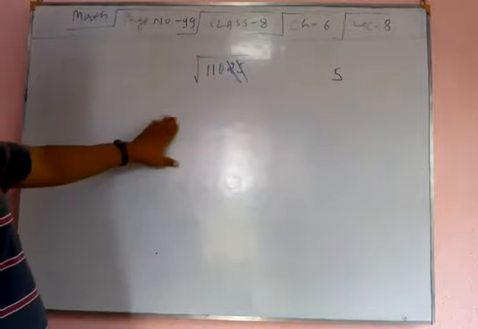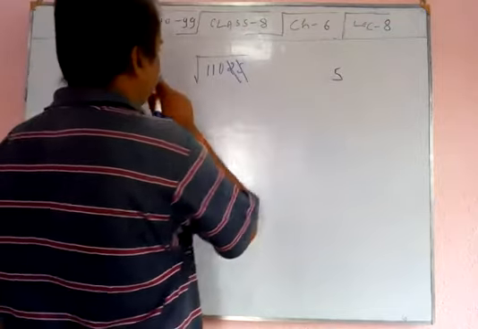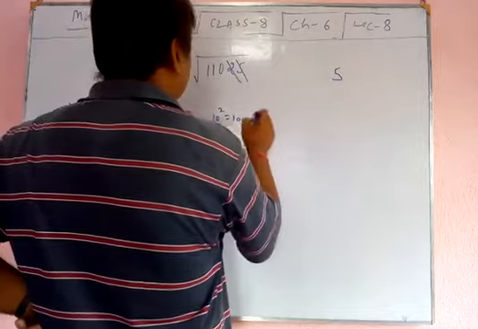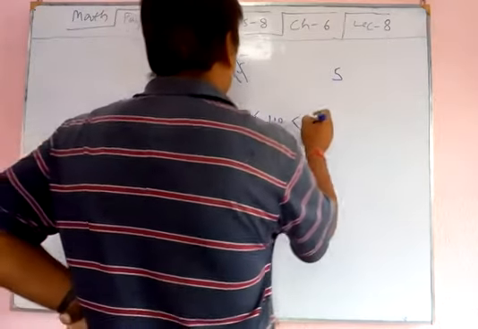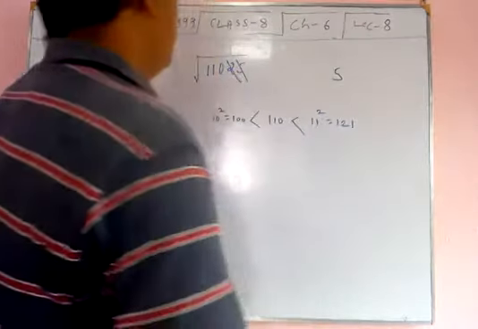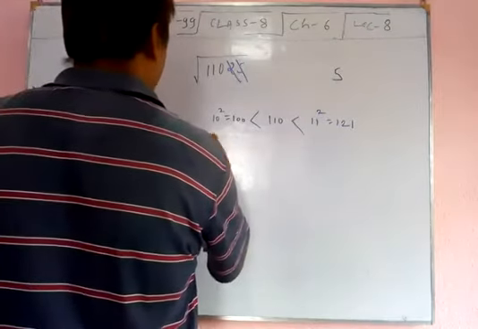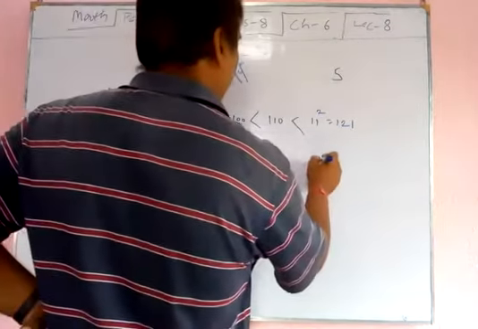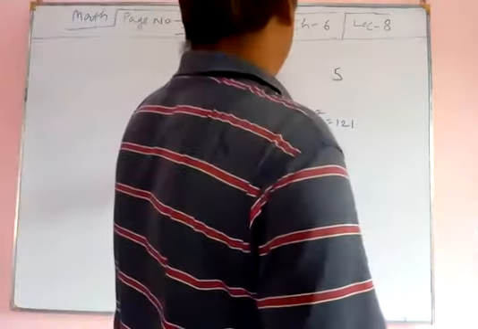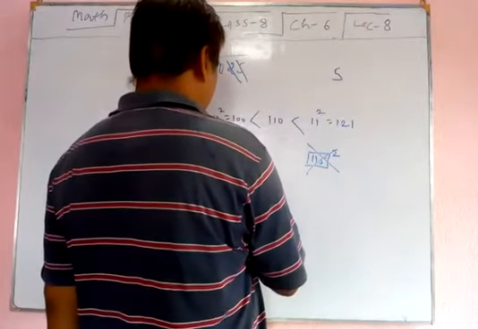Now 110. 10 square is equal to 100, which is less than 110, and 11 square is equal to 121. So either 105 is the answer or 115 is the answer, but 115 is more, so this answer cannot be it. So the answer is 105 square.